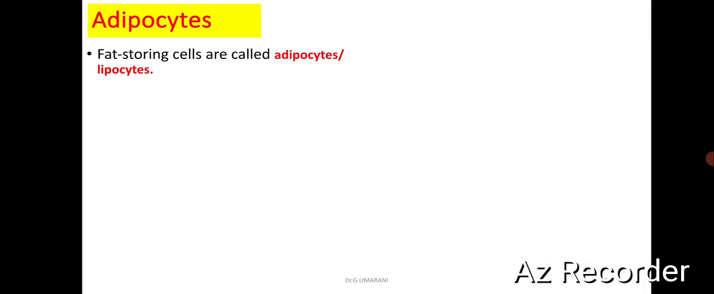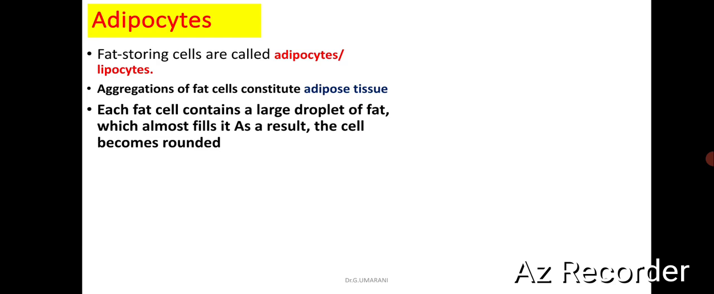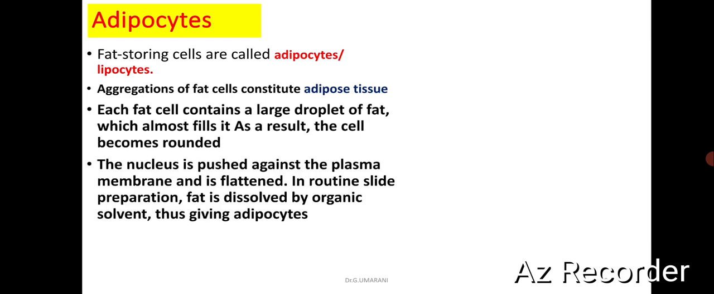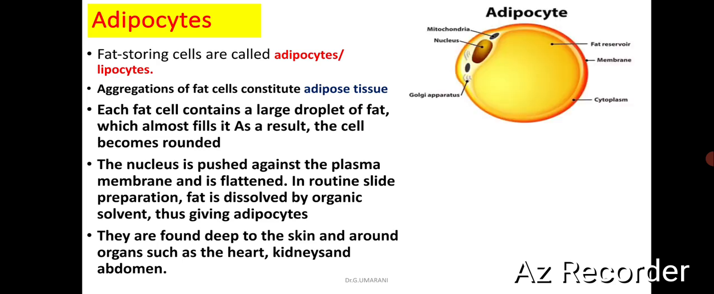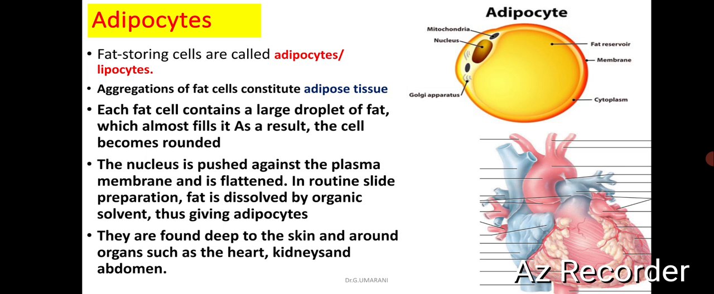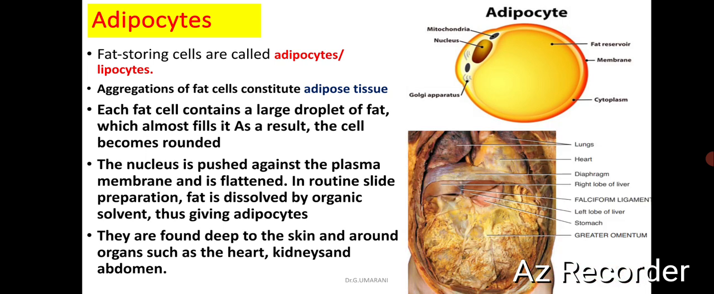Next are the adipocytes. These are known as fat storing cells, and the aggregation of these cells constitutes adipose tissue. Each fat cell contains a large droplet of fat which almost fills the cell and results in it becoming round. The nucleus is pushed against the plasma membrane and is flat. In routine slide preparation, fat is dissolved by organic solvent, leaving the adipocytes empty. They are found deep to the skin and also around organs such as the heart, kidneys and abdomen. You can see in this image, it is the abdomen, where you can see abundant fat.